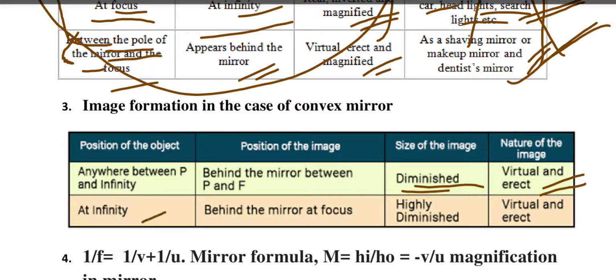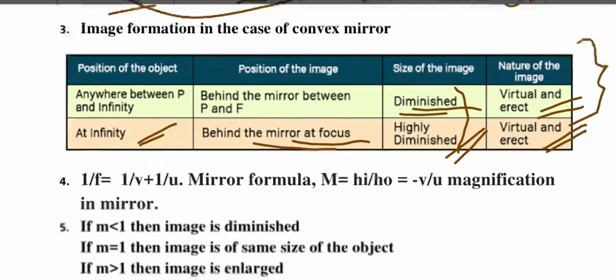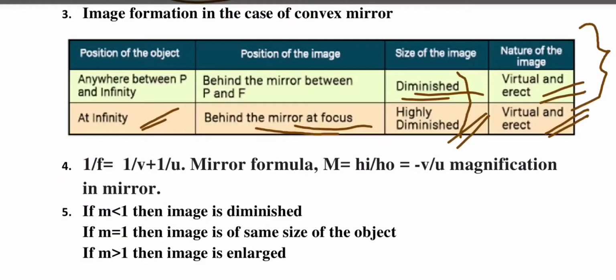Next, when you place the object at infinity, you will get the image behind the mirror at exactly the focus. The size of the image will be highly diminished and it will be virtual and erect. So in these two cases, whatever image you get is always virtual and erect, and it is highly diminished in both cases. So this also we will be using while solving problems.